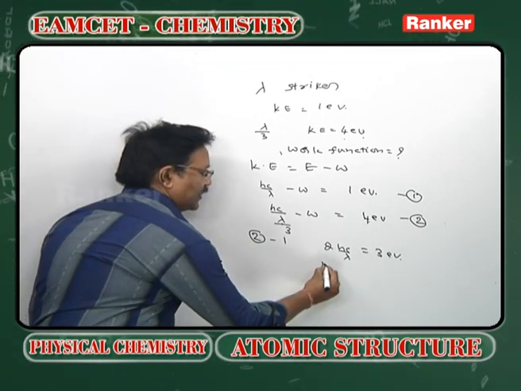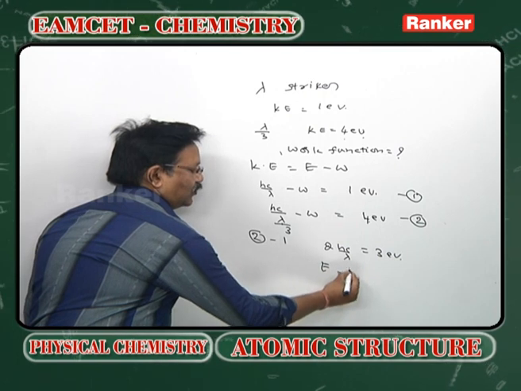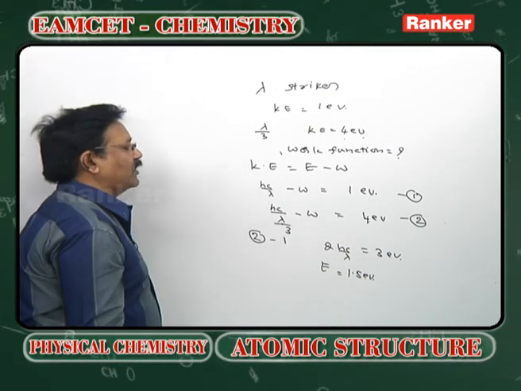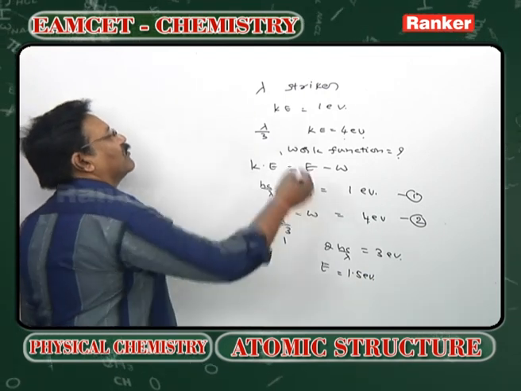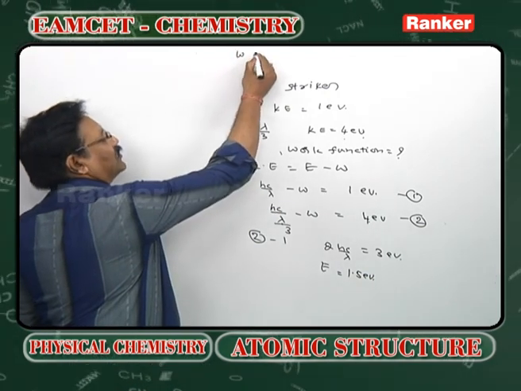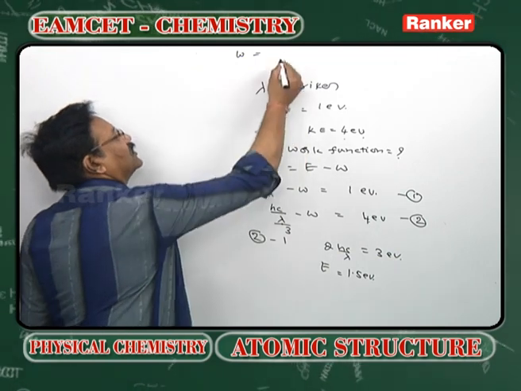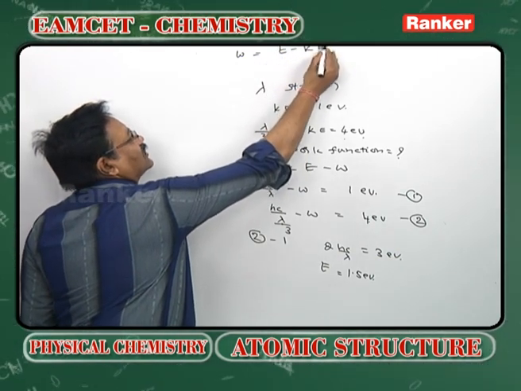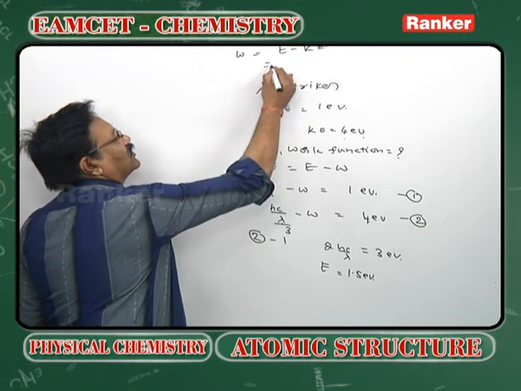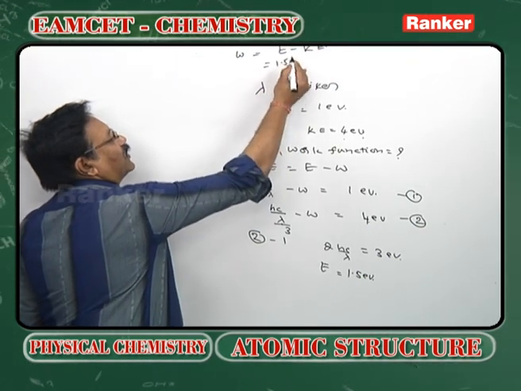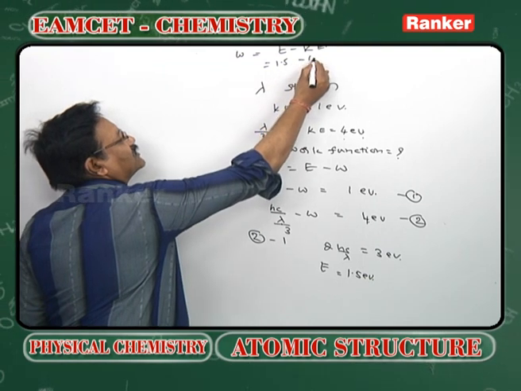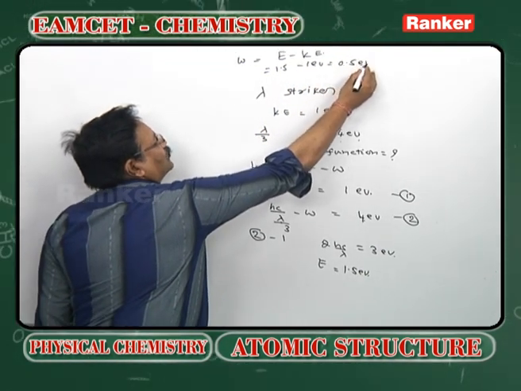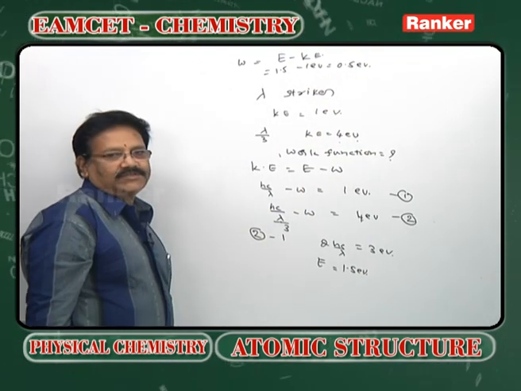Implies the energy of the photon is equal to 1.5 electron volts. Then what will be the work function? E minus kinetic energy. What is the E value? 1.5. And what is the kinetic energy? 1 electron volt. So the work function value is 0.5 electron volts.